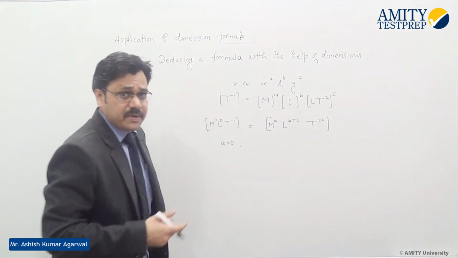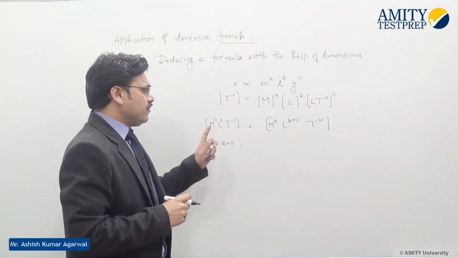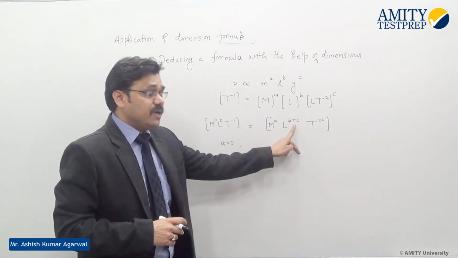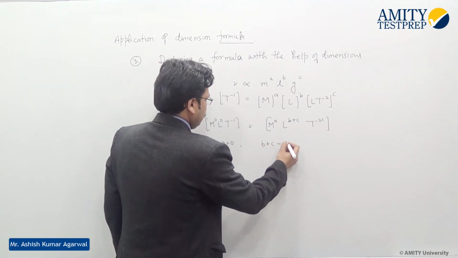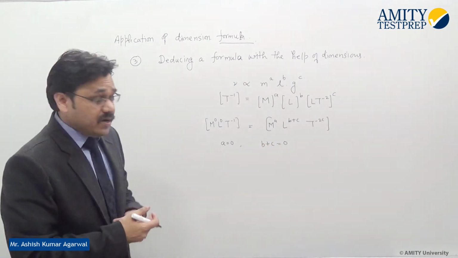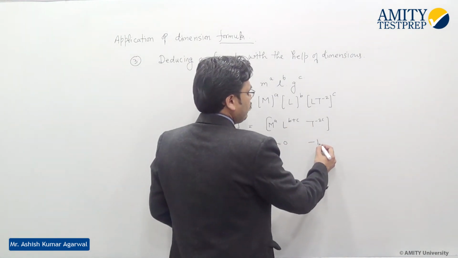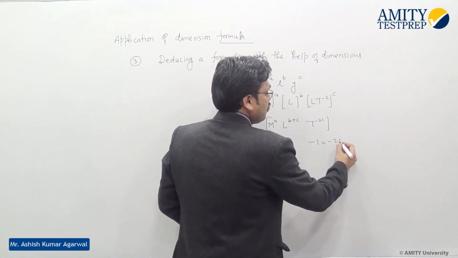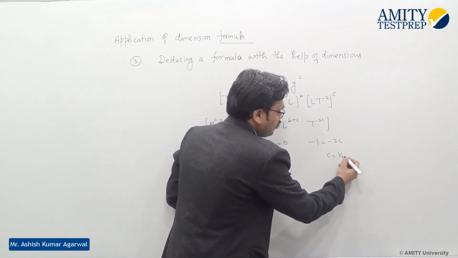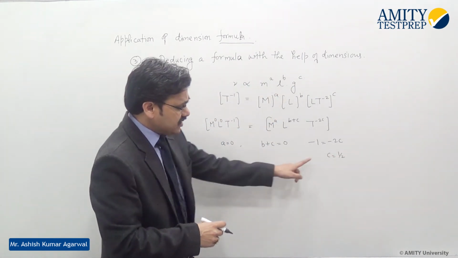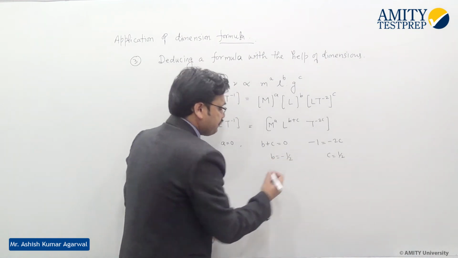In a similar pattern, if you compare the dimension formula for length on both sides, you get 0 on the left side and b plus c on the right side. So b plus c should equal 0. Thirdly, the dimension formula for time is minus 1 on the left, and here it is minus 2c, so minus 1 should equal minus 2c. When you solve this, you get c equals 1 by 2. And if you place this value of c equals half here, you get b equals minus half.